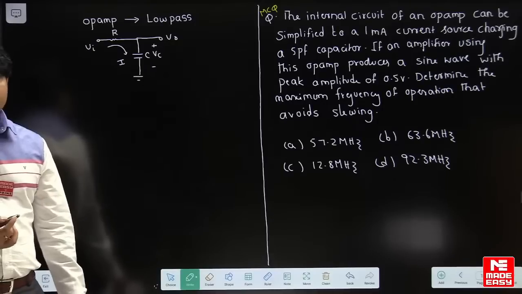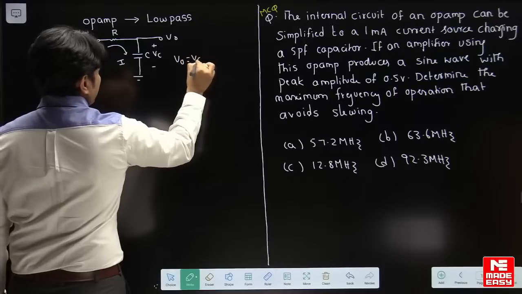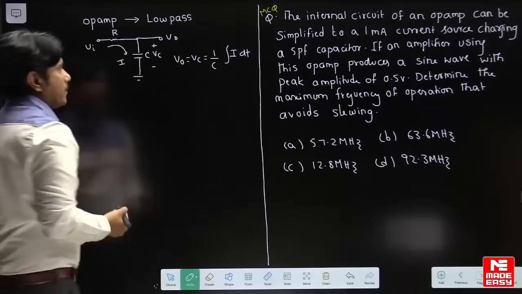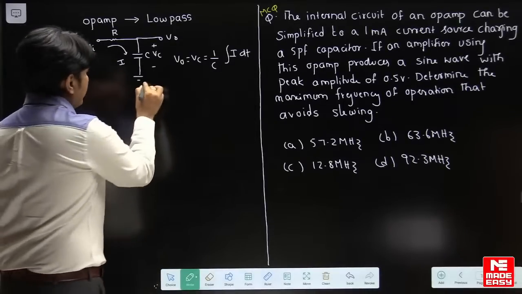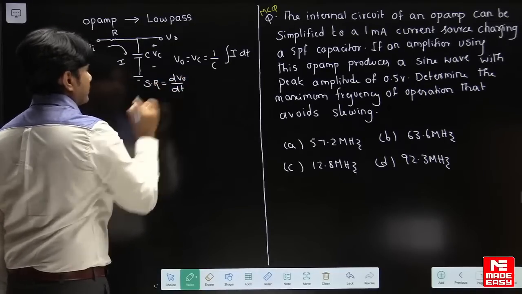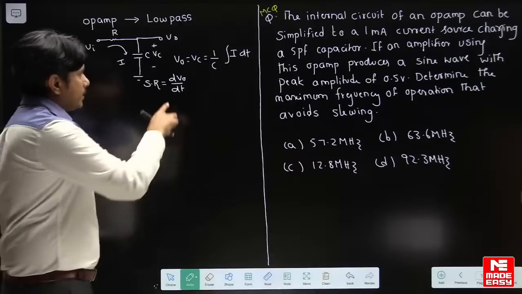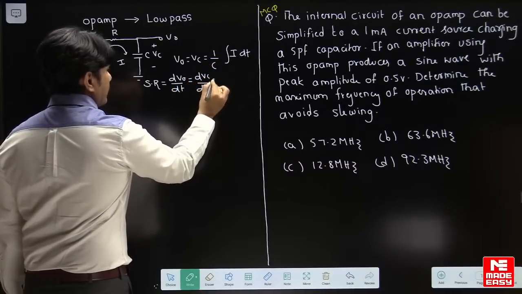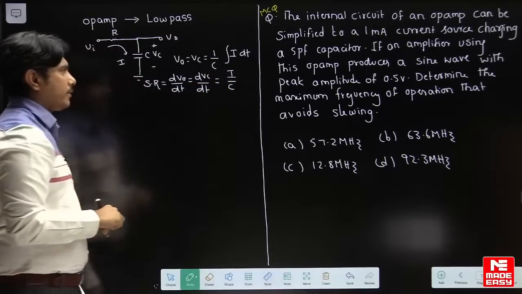The low pass circuit is shown like this. So what is the VC voltage if I write? Output is equal to VC. VC is nothing but 1 by C integral of I dt. Everybody knows the relation between capacitor voltage and capacitor current. Now what is slew rate? Which is nothing but dV0 divided by dt. You have to differentiate the output with respect to time, which will give the slew rate. If I take this derivative, it becomes dVc by dt, where integration is cancelled by differentiation. So I by C will come. So this is your slew rate.